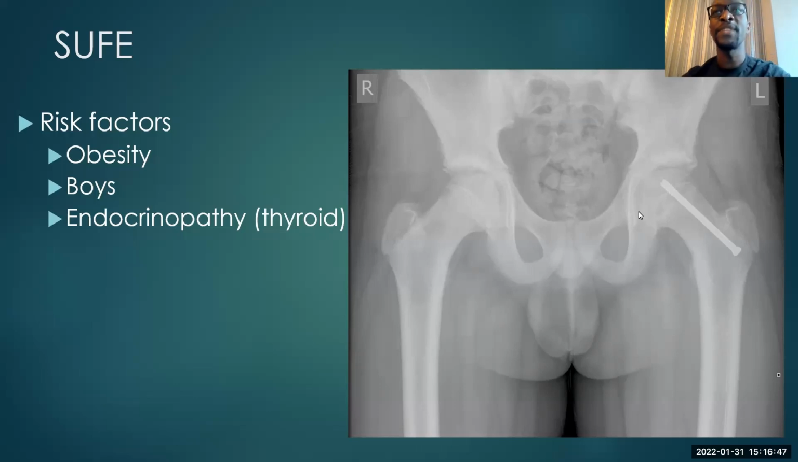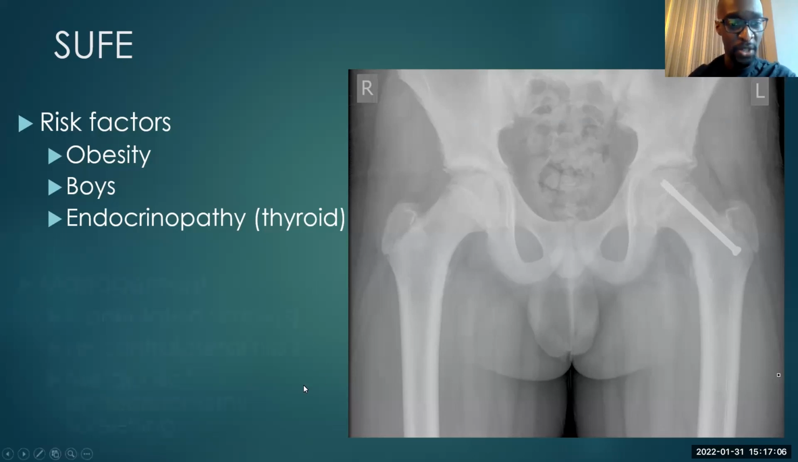Why? Because if this child carries on walking on this thing, then absolutely there is risk of further slip. And now we are very, very worried about AVN if it goes untreated. And they can get osteoarthritis of that hip as well. So it does need treatment.